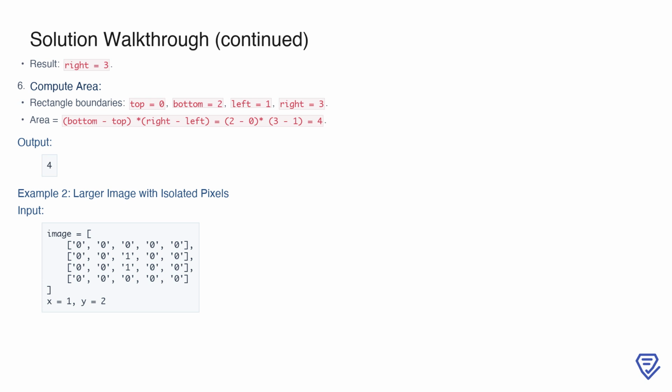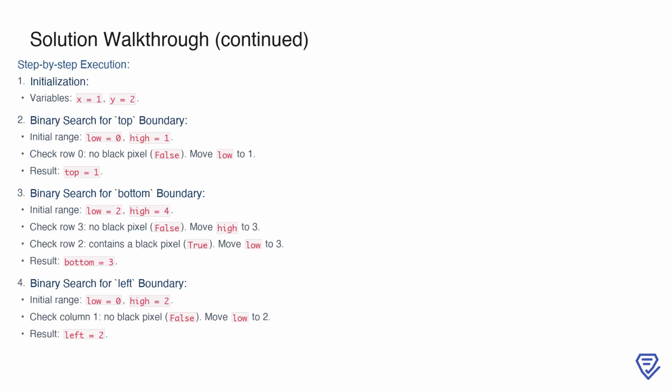In the next example, we consider a larger image where the black pixels are more isolated. Here, the input is a 5-column image with the black pixels located in rows 1 and 2, specifically in column 2. The coordinates of one known black pixel are x, y equals 1, 2. We begin by finding the top boundary. Using binary search, we start with low equals 0 and high equals 1. Checking row 0, we find no black pixels, so we set low equals 1. Thus, top equals 1.